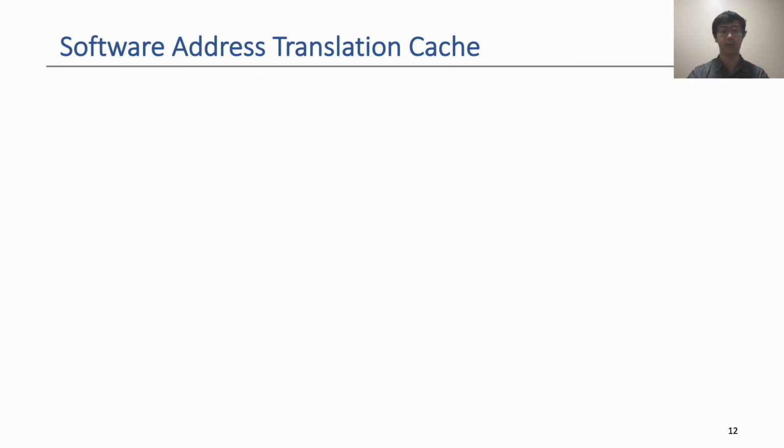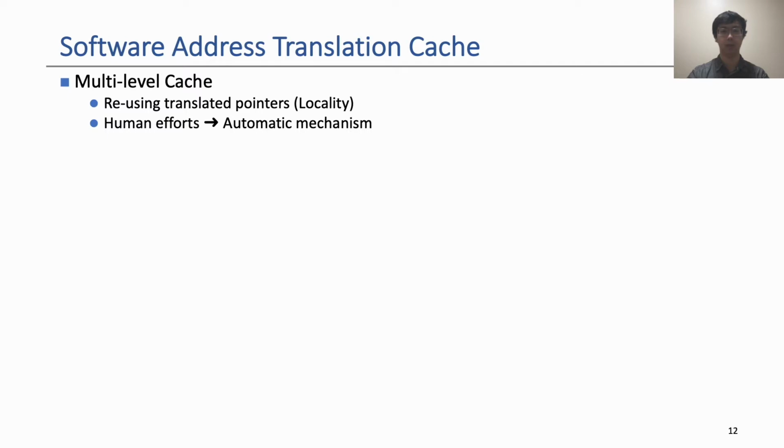As in the previous slide, TriCache has multi-level cache. Multi-level caches can exploit locality, and with locality, the translated pointers can be reused, and the cost of multiple translations can be amortized. So multi-level cache can replace the human efforts on reusing pointers. The higher levels are smaller and faster, and store hotter data. There are 3 levels of cache in TriCache.